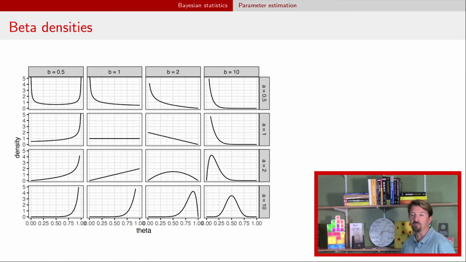Now I just want to show you the flexibility. When A and B are small, you get something that looks like a U-shaped curve, right? And depending on the values for A and B, that U-shaped curve might change. When A and B are relatively large, what you get is a peaked distribution, like in the bottom right-hand corner down here. That's typically going to be the scenario that we're working in when we use this as a model for binomial observations.